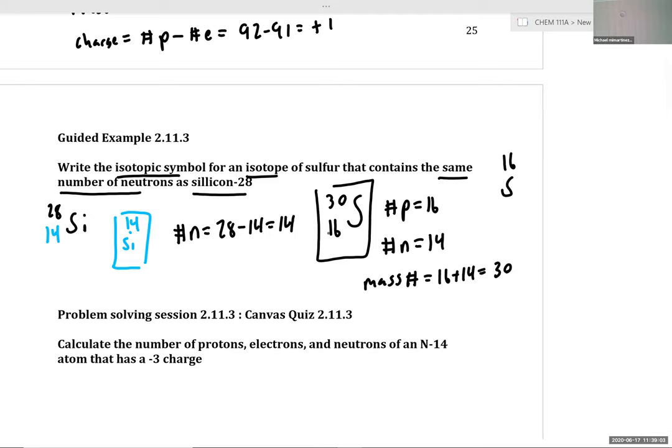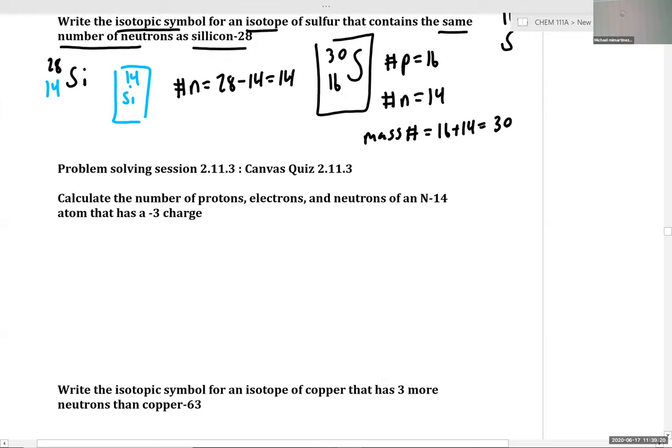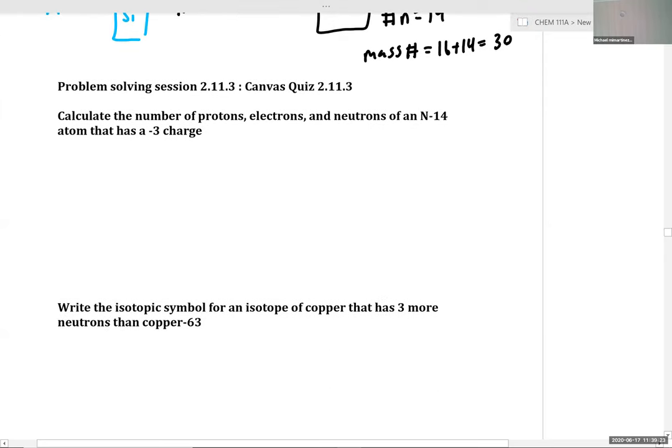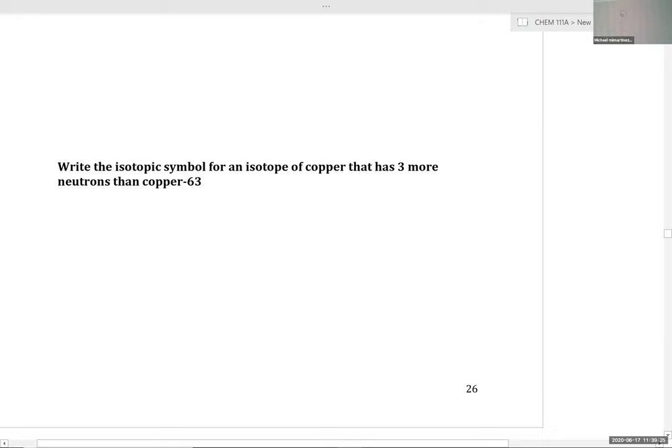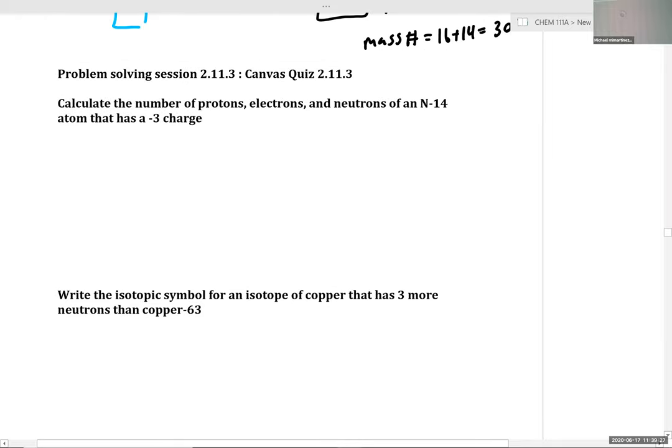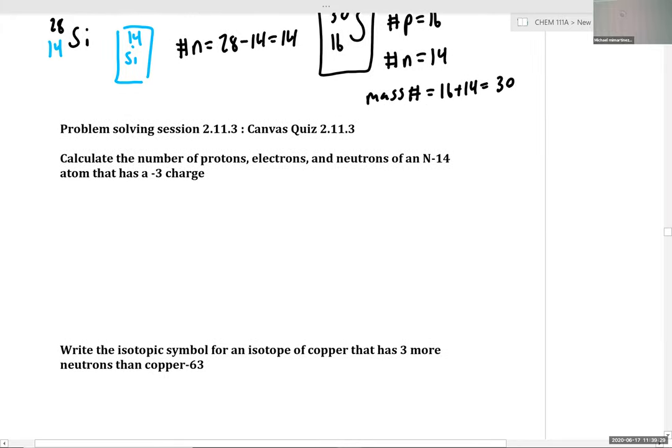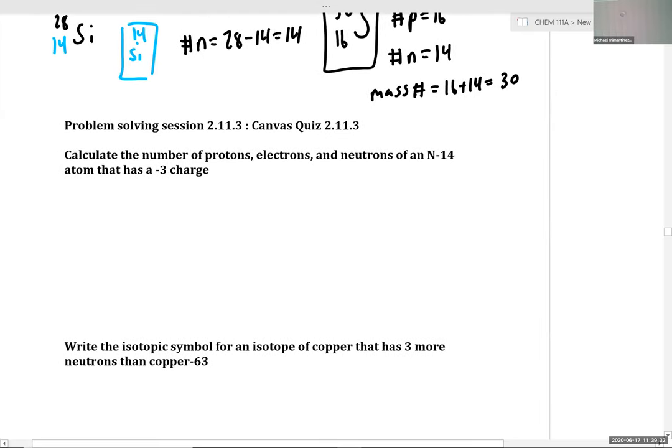Does this example make sense? Any questions on this example? If not, I'd like you to open up the problem solving session 2.11-3. And let's take about 3 minutes to work through the following two examples.